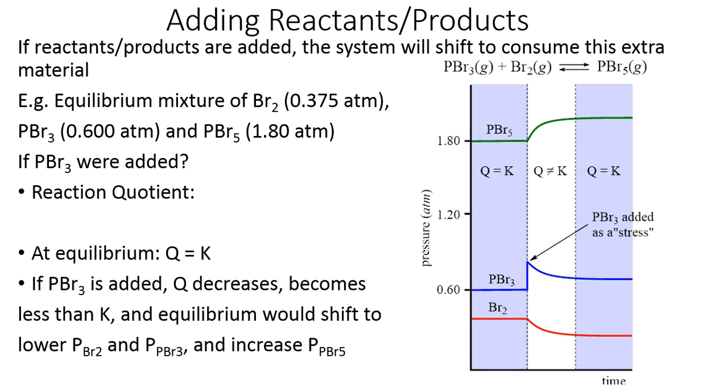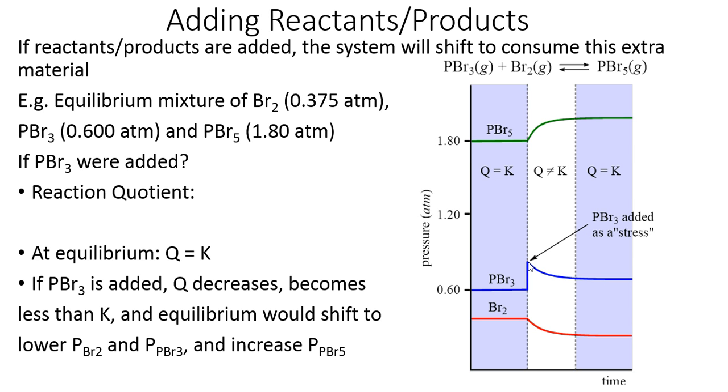The first thing we can look at is what happens if we add reactants or products to a system, or if we remove reactants or products. And the example that we will look at will be the reaction between PBr3 and Br2 to form PBr5. In the figure on the right, we can initially see that the reaction is at equilibrium, where Q equals K, and at this point we are adding some PBr3 as a stress, and then we're going to investigate how this reaction will shift back in order to reestablish our equilibrium.